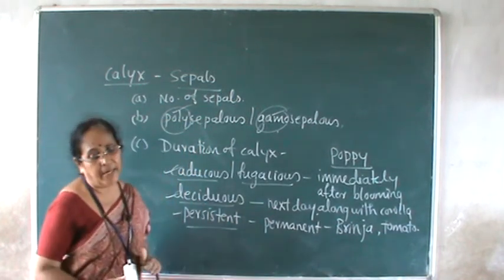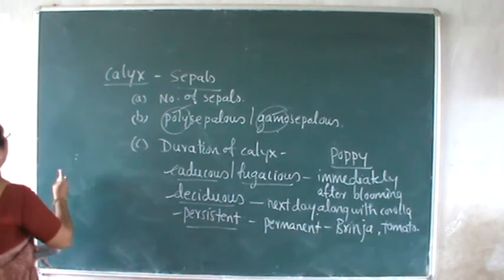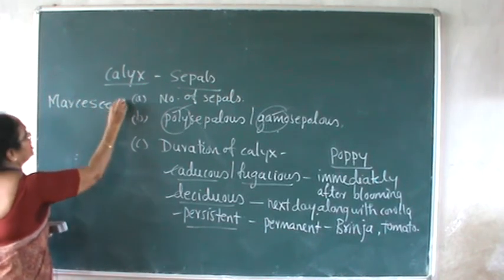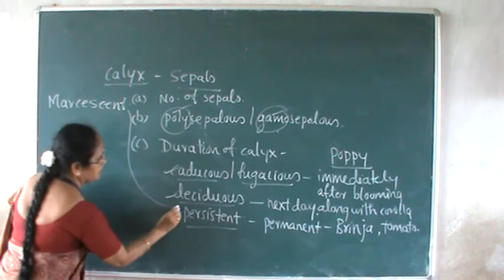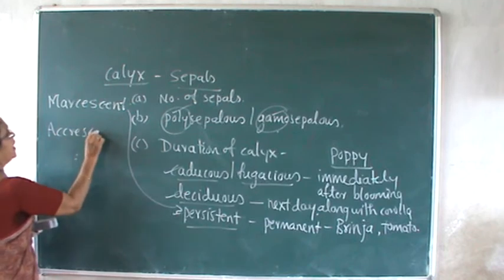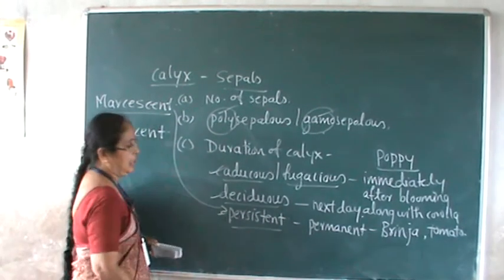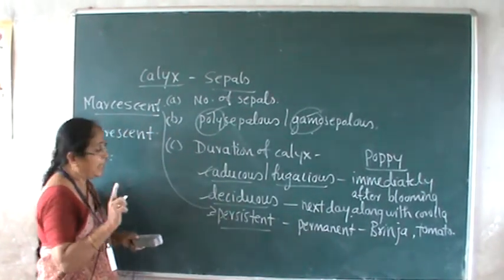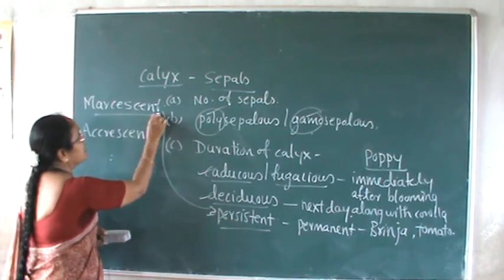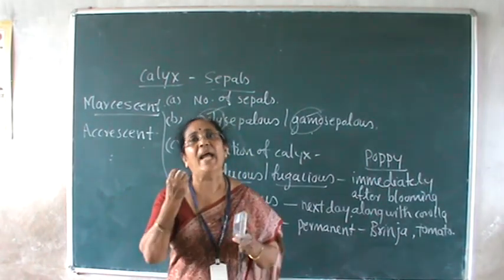If it remains permanent, then two different words come. Then you have to check: marcescent, this is connected only with the persistent calyx. Marcescent or accrescent. If you describe the calyx as persistent, then comes the question whether the persistent calyx belongs to this type or this. Marcescent means the calyx shrivels up as the fruit ripens.